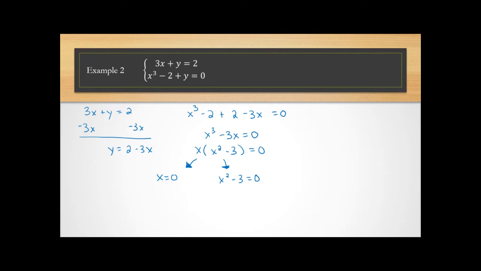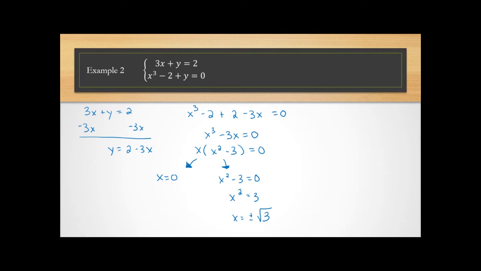But now I need to solve my quadratic here. So if I add 3 to both sides, I get x squared equals 3. And then to solve this, I need to take the square root of both sides. And when we take the square root, we get a plus and a minus. So I get x equals plus or minus the square root of 3.